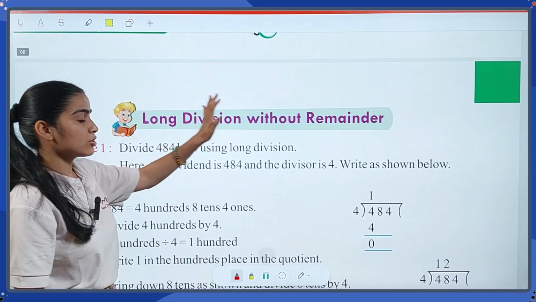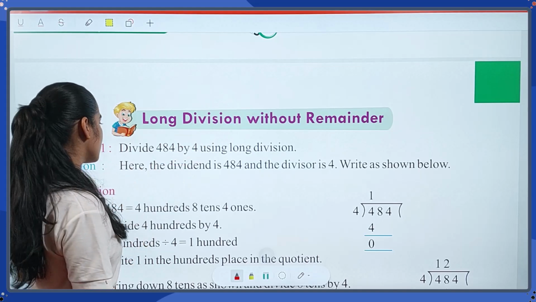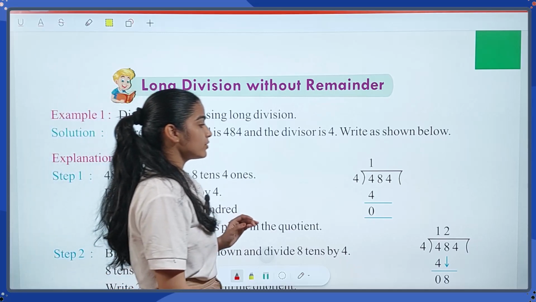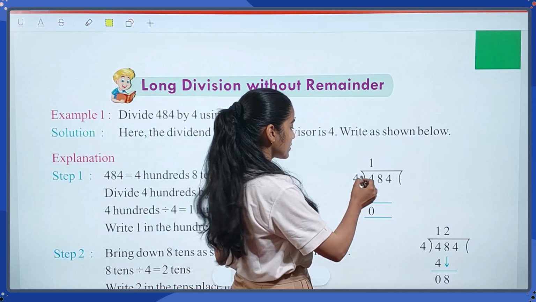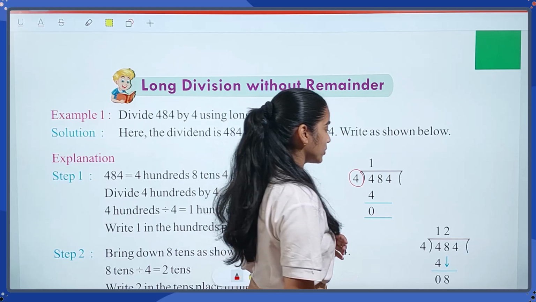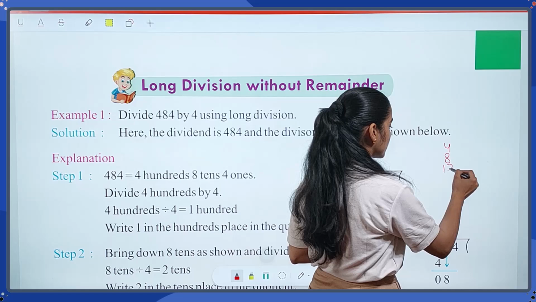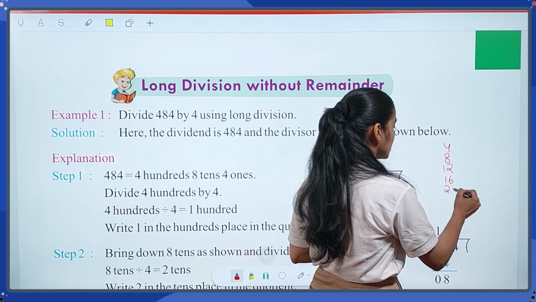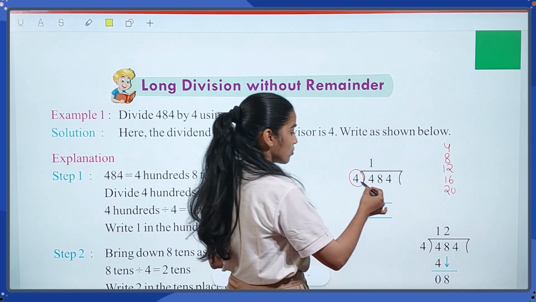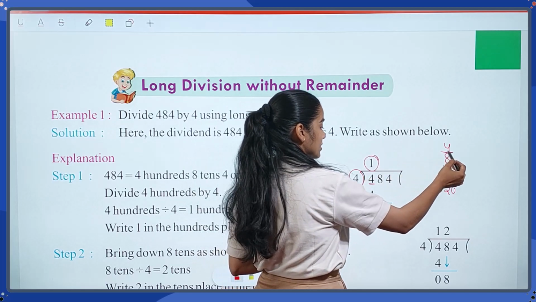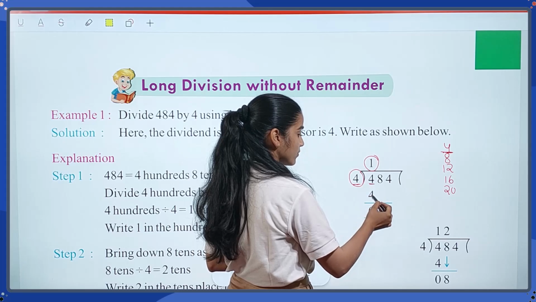Now the long division method. How can we solve it? Let's take: divide 484 by 4. Whenever we have to divide any number, first we write the table of that particular number. So 4 1s are 4, 4 2s are 8, 4 3s are 12, then 16, 20. We need till that. So in 4's table, we got 4 at the first place. So we write here 1. 4 minus 4 is 0.